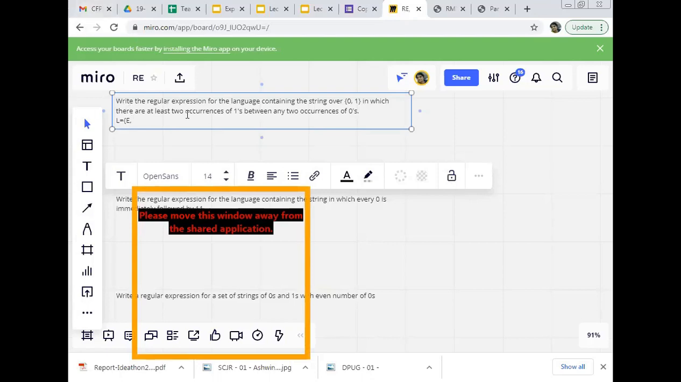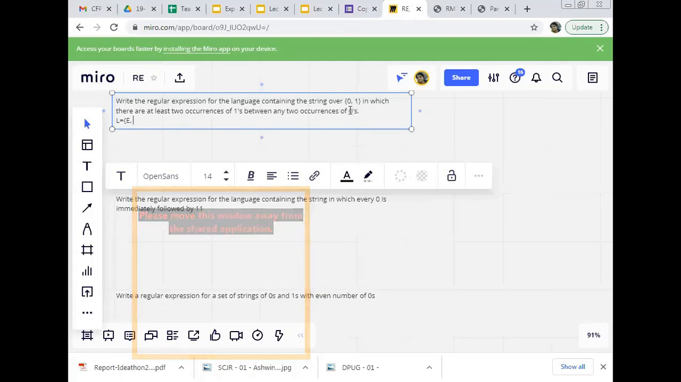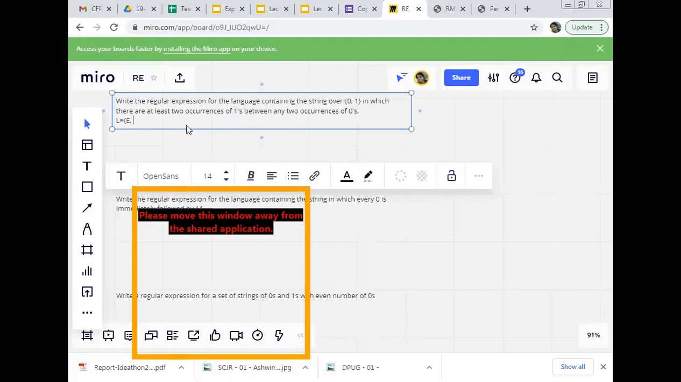Understand the question. Regular expression for the language containing strings over 0, 1 in which there are at least two occurrences of ones between any two occurrences of zeros. What is the meaning of this? If you have two zeros, then you should have at least two ones in between. So can I have a single length string here?